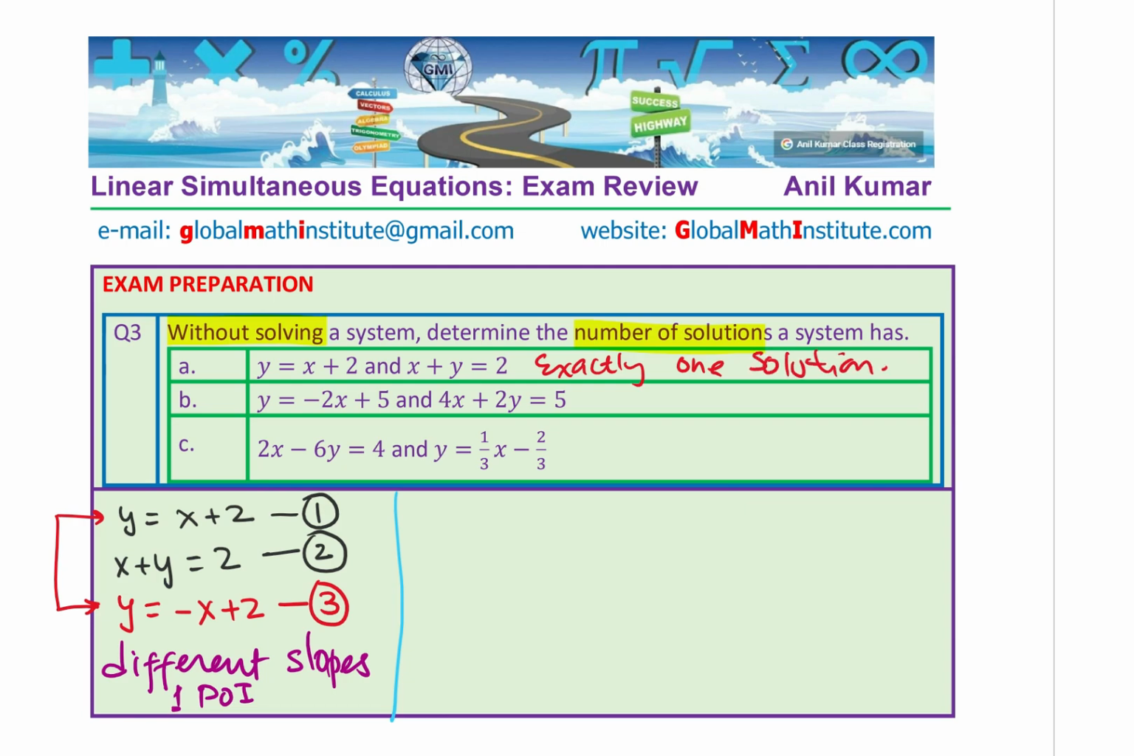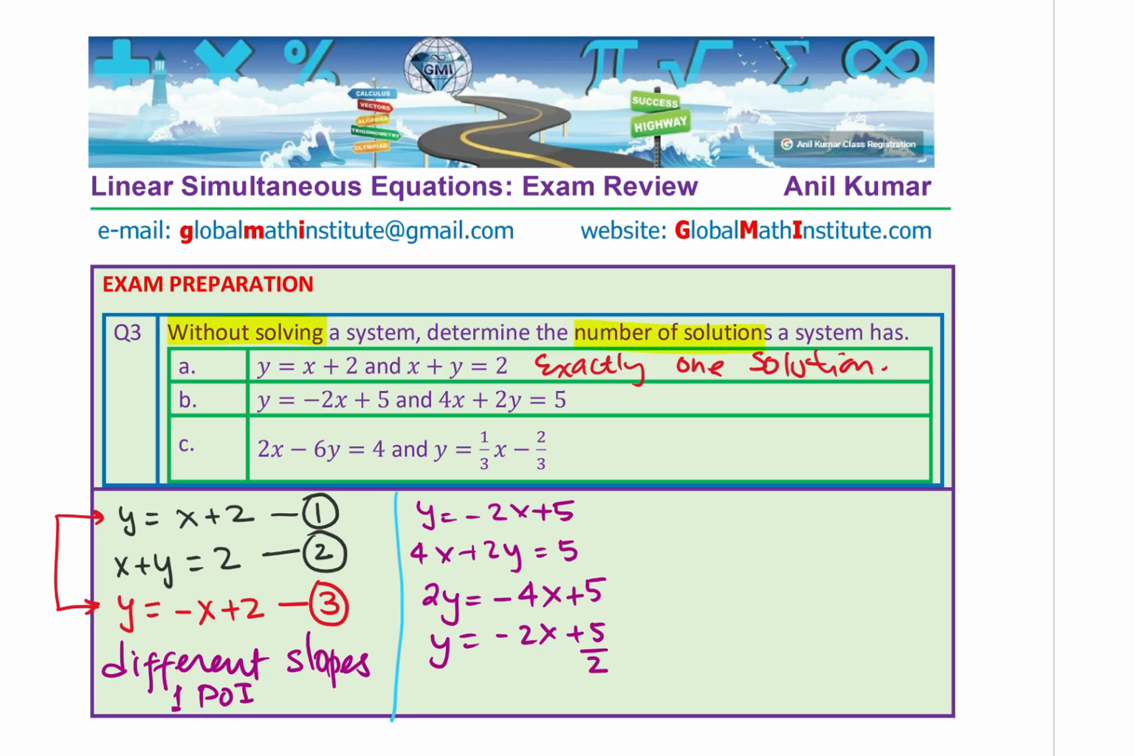Now let's look into the second system, which is y equals minus 2x plus 5, and we are given 4x plus 2y equals 5. In this, we need to isolate y in the second equation to check the slope. So taking 4x to the right side, we get 2y equals minus 4x plus 5. Dividing by 2, we get y equals minus 2x plus 5 by 2.